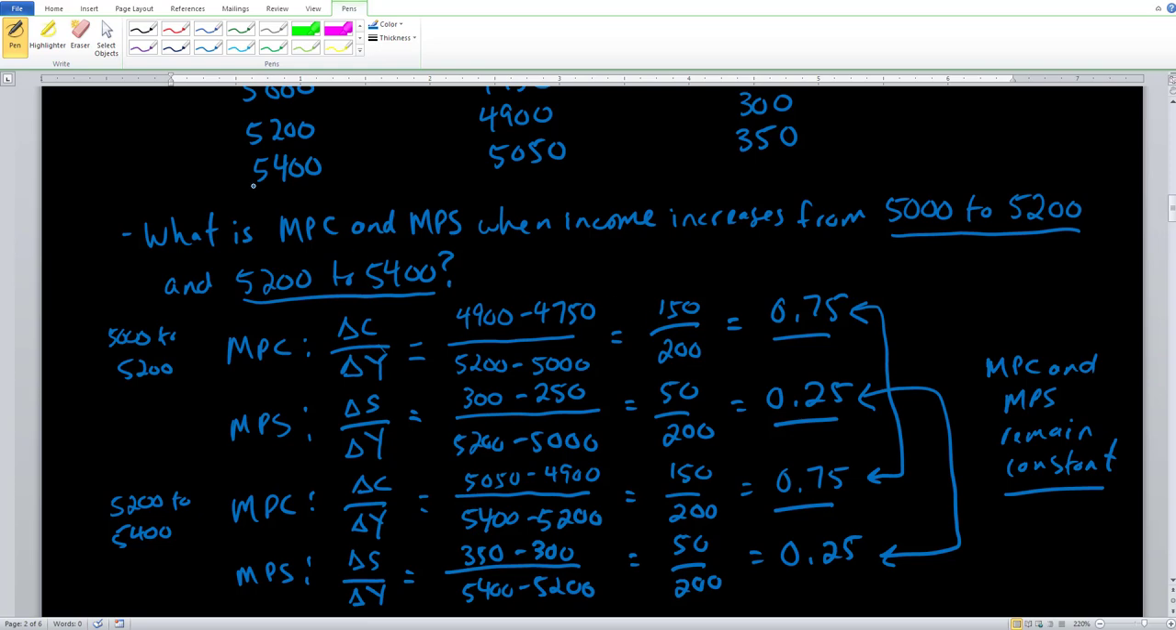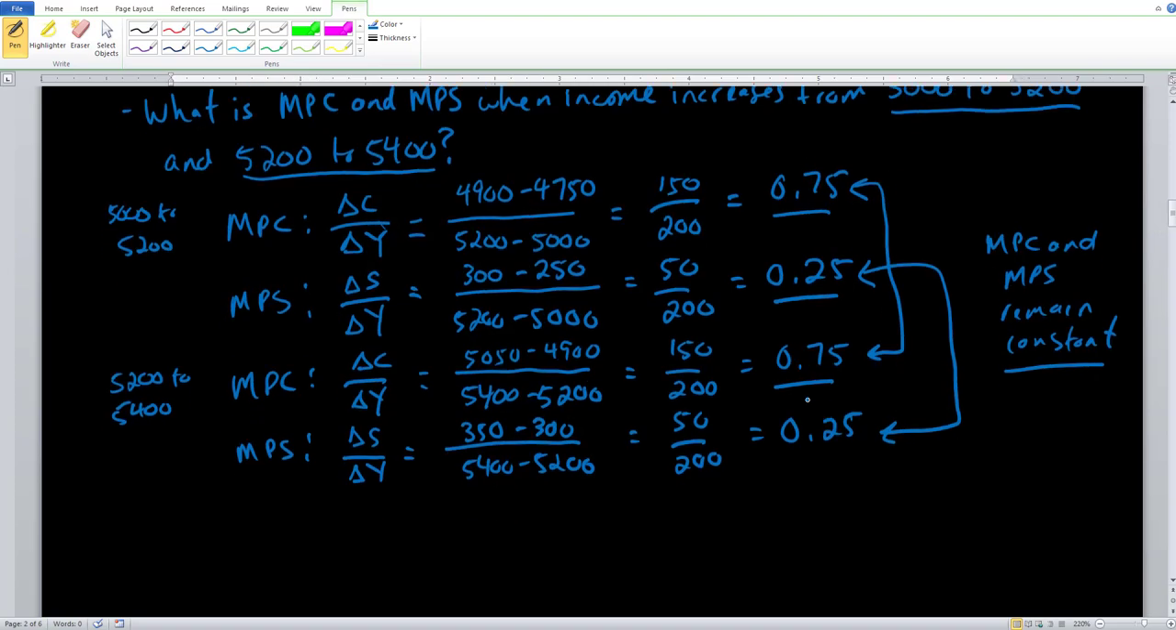So here, it doesn't really matter if we go from row 1 to row 2 to row 3, or row 1 to row 3. It doesn't really matter because these MPC and MPS calculations are going to remain constant. They do not change at all. So here, once again, MPC is exactly the slope of our actual consumption line if we wanted to get a little bit more into that. But for us in this case right here, we notice that for every additional dollar that we gain, we're going to consume 75% of that, and we're going to save 25% of that.